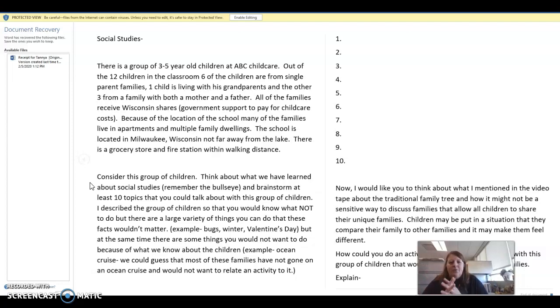So what I did is I put in a group of children. There are 3 to 5-year-old children at ABC Childcare. Out of the 12 children in the class, 6 of the children are from single-parent families, 1 child is living with grandparents, and the other 3 are from a nuclear family with mother and father.